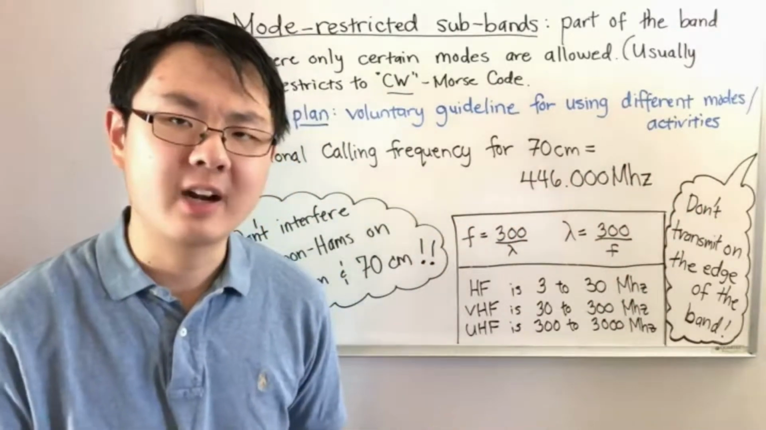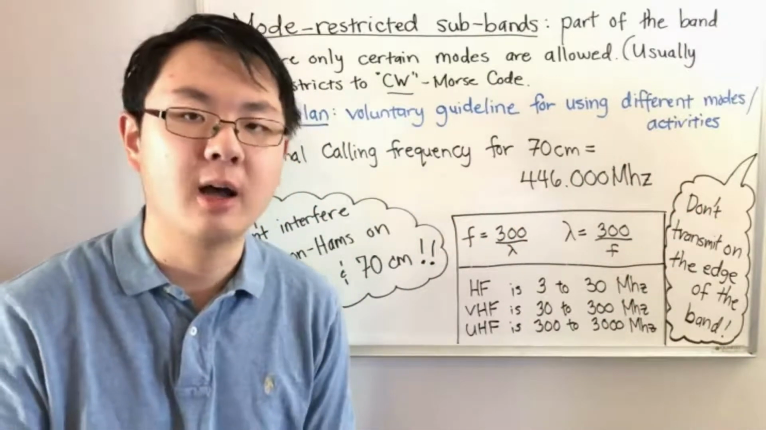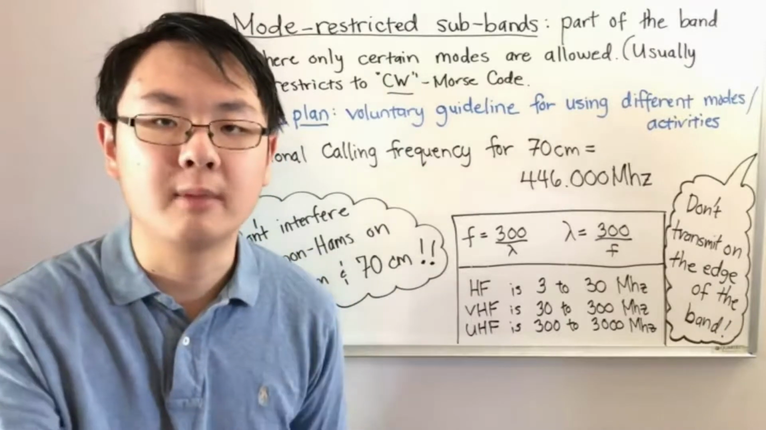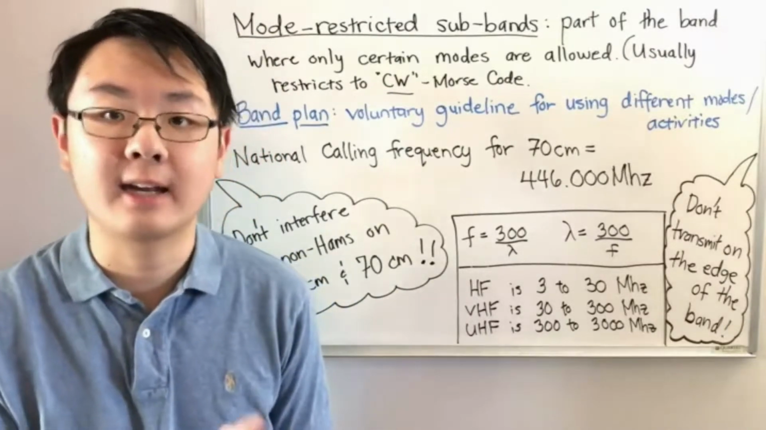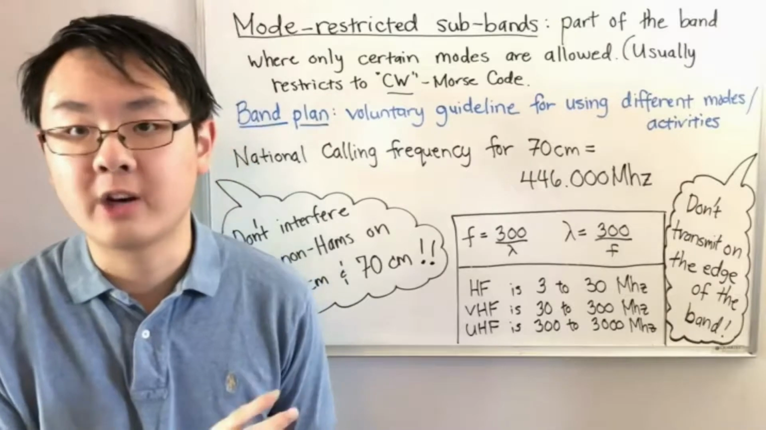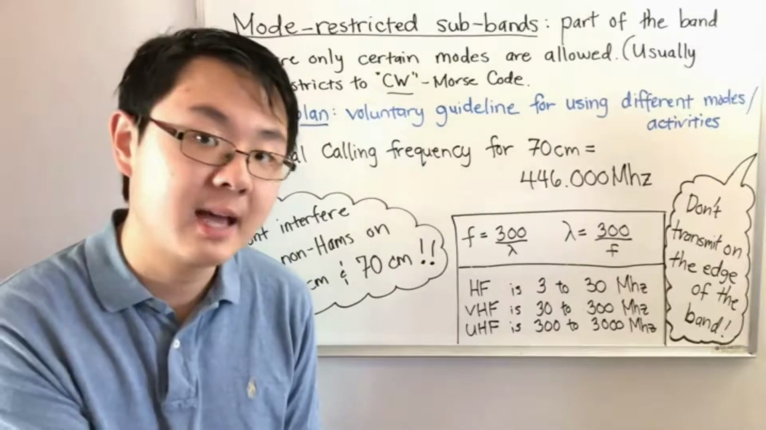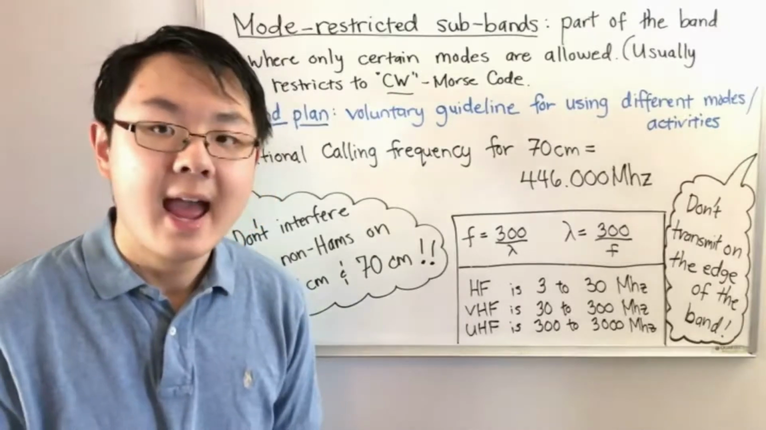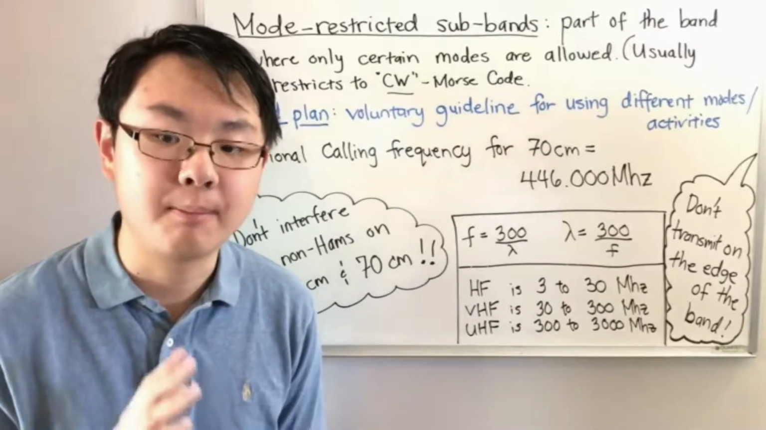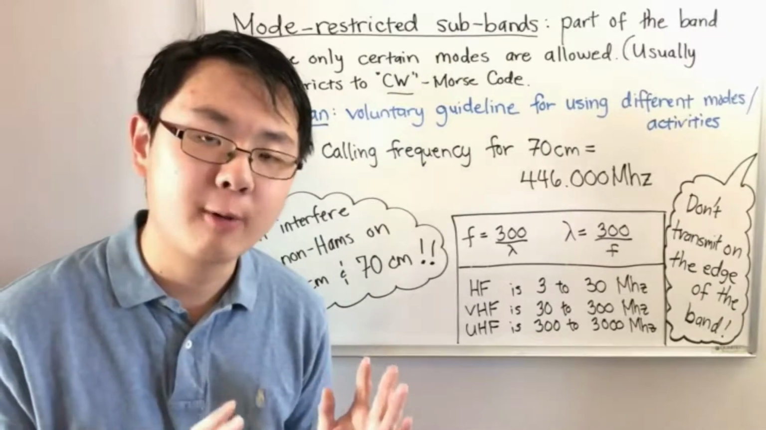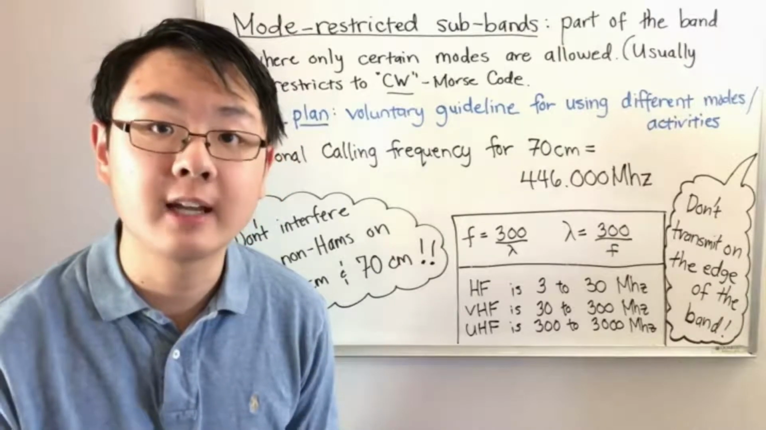So you might be wondering, is there some sort of chart or a piece of information that tells you where you can and cannot use various modes on a certain ham radio band, and maybe what frequencies you're allowed to operate on within that band, and so on? And the answer is yes, and this is actually called a band plan. And if you're very confused by what I just said, we'll clear this up by looking at an actual band plan in a minute.